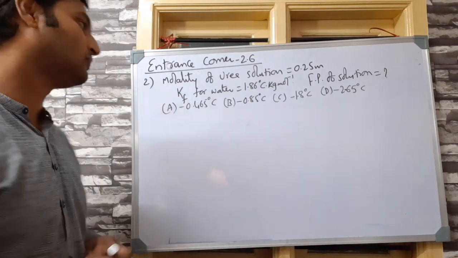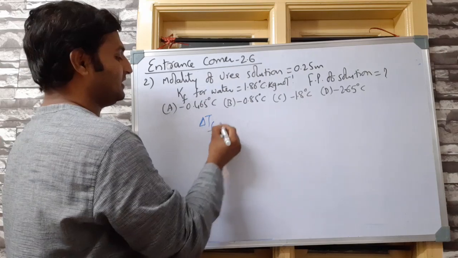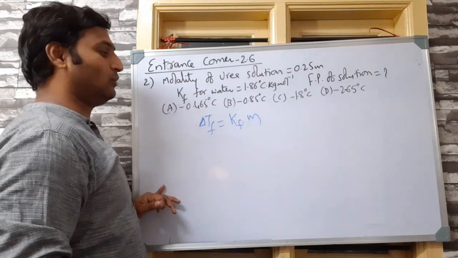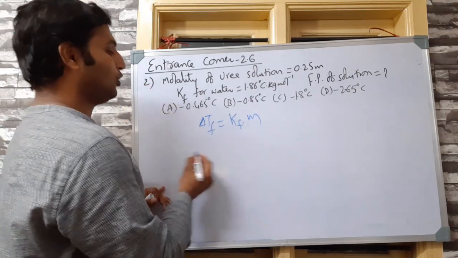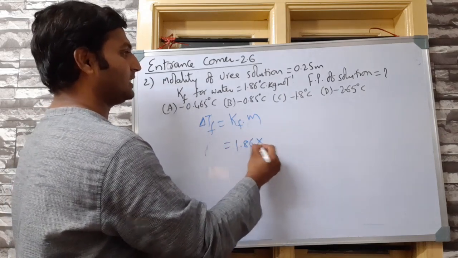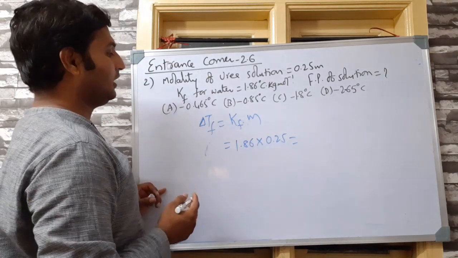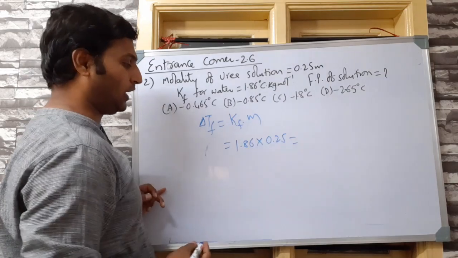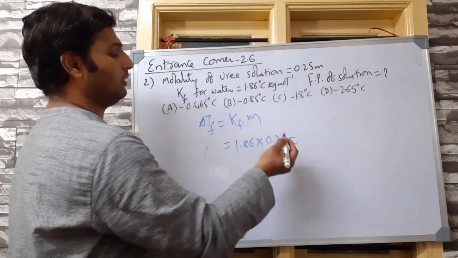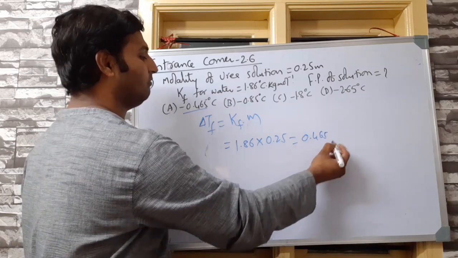Correct? Now direct substitution. Delta TF is equal to KF into molality, basic formula. He has given you KF, he has given you molality. So you want delta TF. So multiply 1.86 into 0.25. That's all. If you multiply 1.86 into 0.25, this is close to 2, this is close to 0.2. You should have got it easily, close to 0.4. So you will get 0.465 as delta TF.